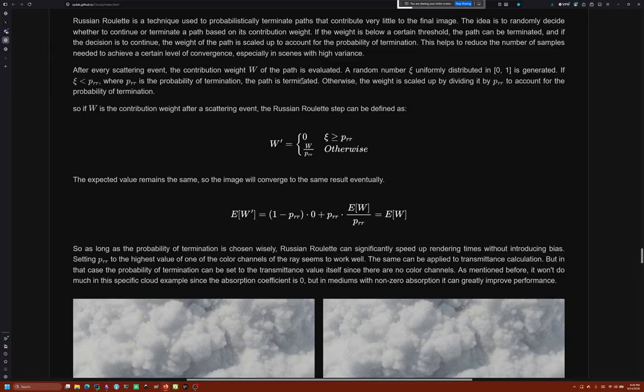After every scattering event, contribution weight W is evaluated. A random number, that's sigma, uniformly distributed is generated. If it's less than the probability of termination, the path is terminated. Otherwise, the weight is scaled up by dividing by the probability of Russian roulette termination to account for it. So if W is the contribution weight after a scattering event, the Russian roulette step updating it is as follows.